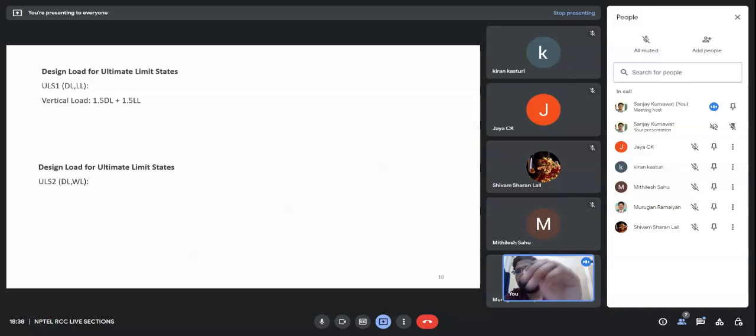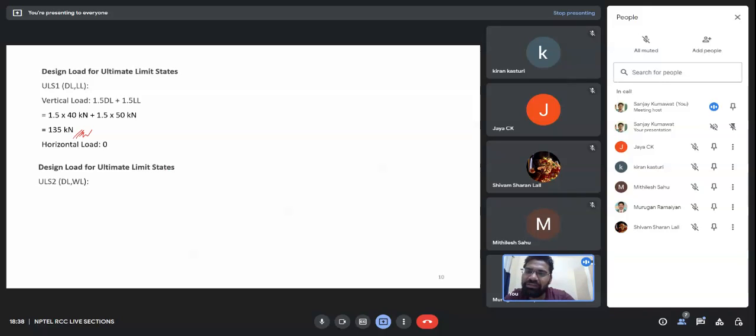So let's first find it for the first case. The first case we have is dead load plus live load. So we have the partial factor of safety as 1.5 plus 1.5. Dead load we have 40, live load also we have something like 50. So I have found out the first load combination.